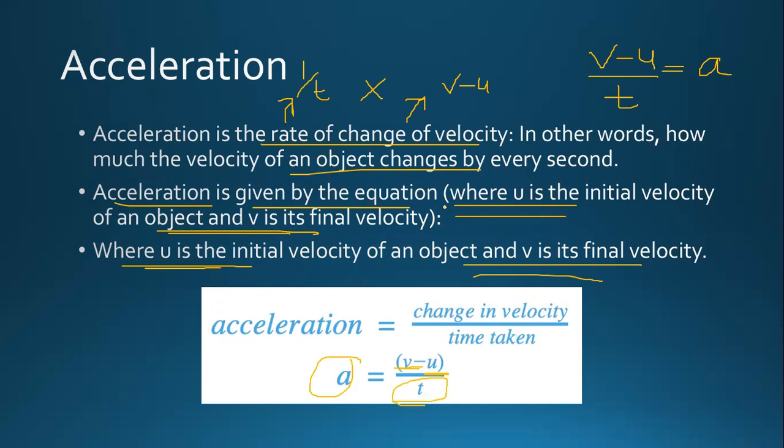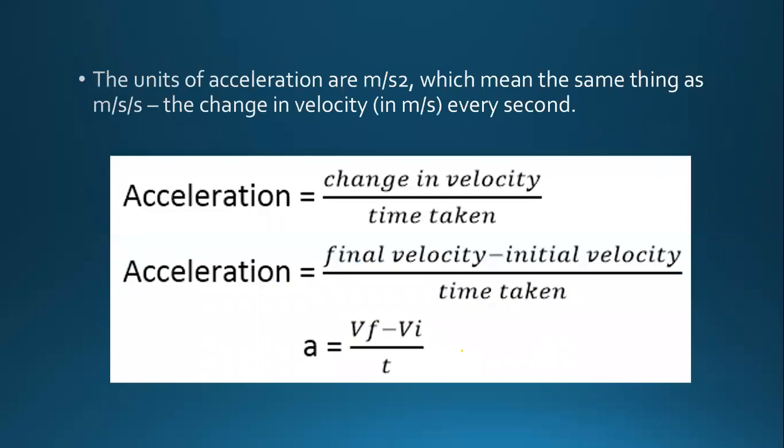If I say acceleration is change of velocity, तो क्या हो जाएगा, v minus u. But when I say rate of change of velocity, it becomes acceleration. Rate means divided by time. The units of acceleration are meter per second square, which means इस तरह करके लिखेंगे आप meter per second square, or you can write them like this, which means the same thing as meter per second second.